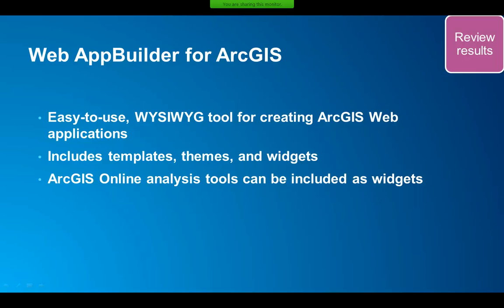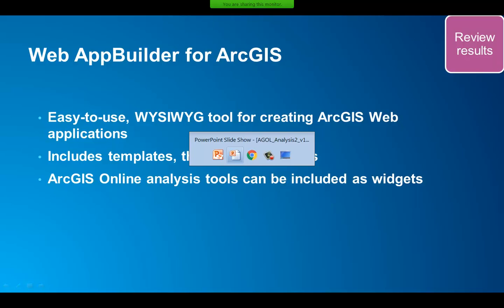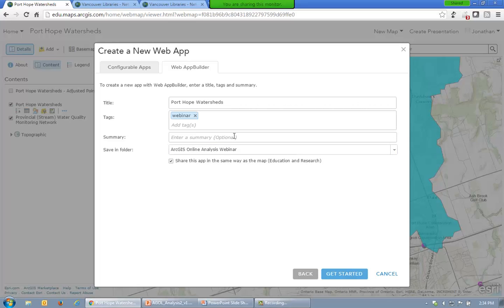You can configure these widgets to include options for your app's users, such as allowing users to save their analysis results back to your ArcGIS Online organization. It's important to note, however, that the other users of the web map must have sufficient privileges to use these analysis tools too, as described at the beginning of this webinar. So we'll continue with the previous demo. I'll go back to ArcGIS Online.